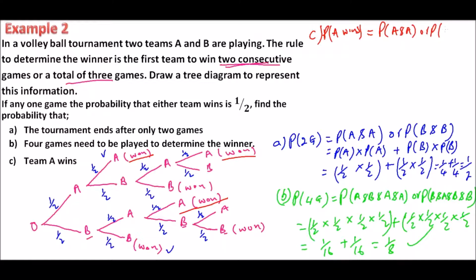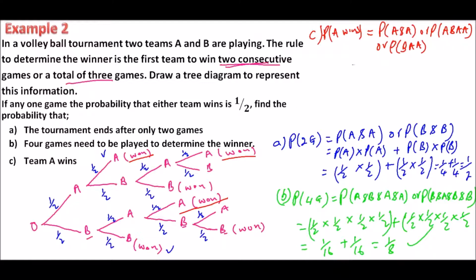the probability that we have A, we have B, we have A and A, 4 games, or we can have the other probability, if B wins the first game, then A, and finally A. Those are the 3 probabilities where A can win.